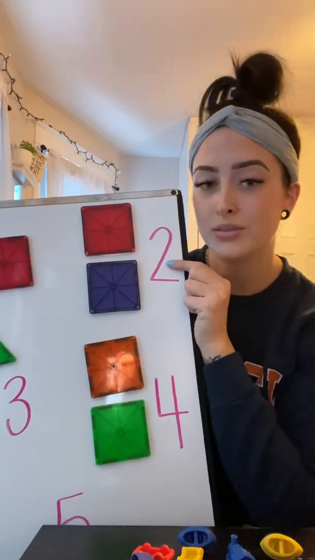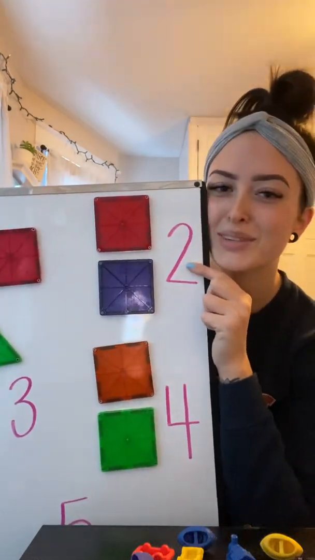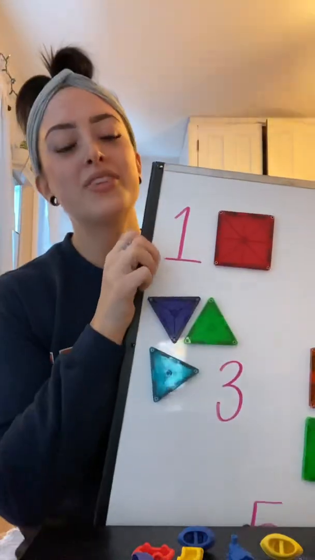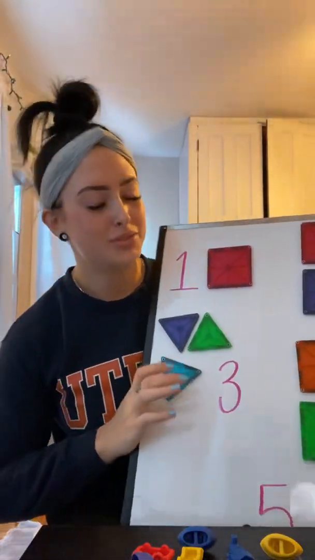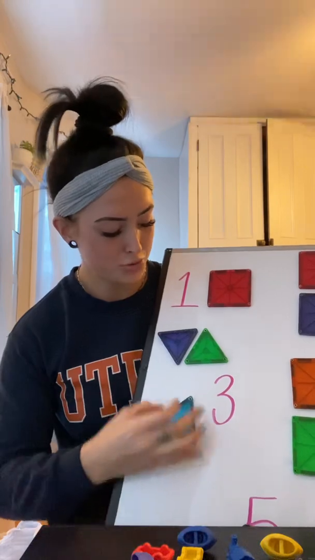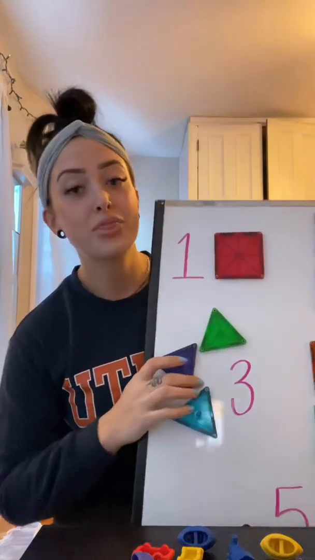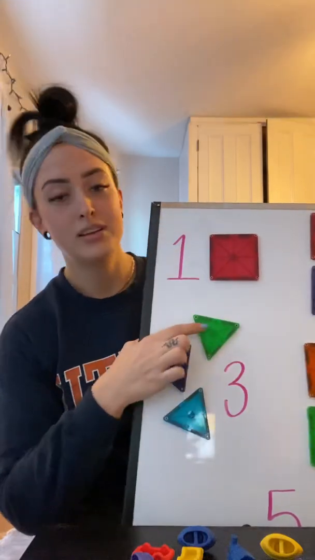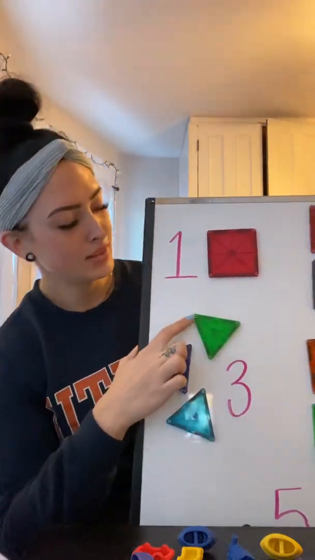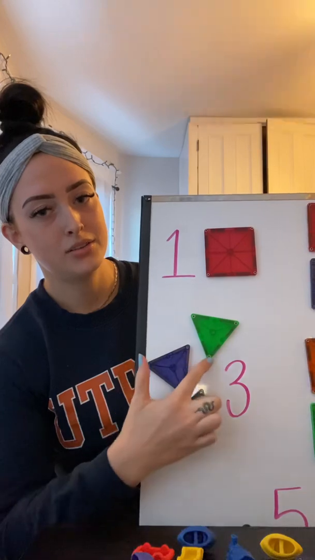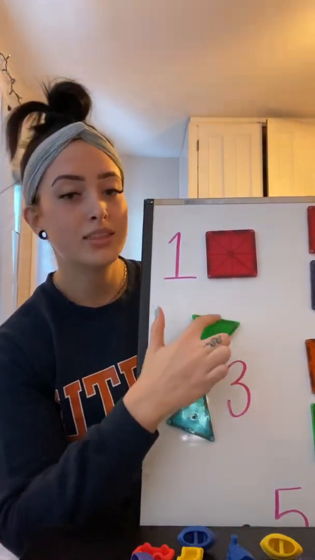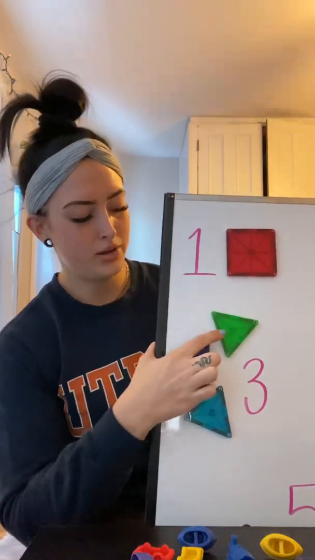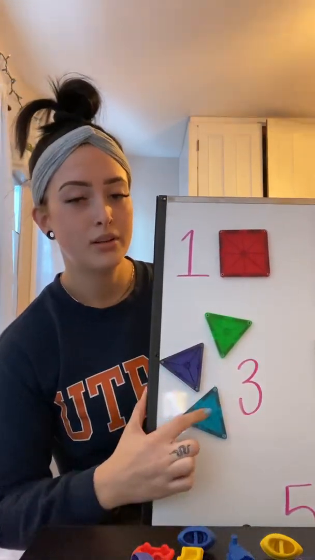So what comes after 3? Oh, I just told you what it was. What comes after 2? It's 3. So now over here, I brought out the triangles because a triangle has 3 sides. So let's take a look at this. Here's a triangle. And there's 1 side, 2, and 3. But it's one triangle. So I have 1, 2, 3.